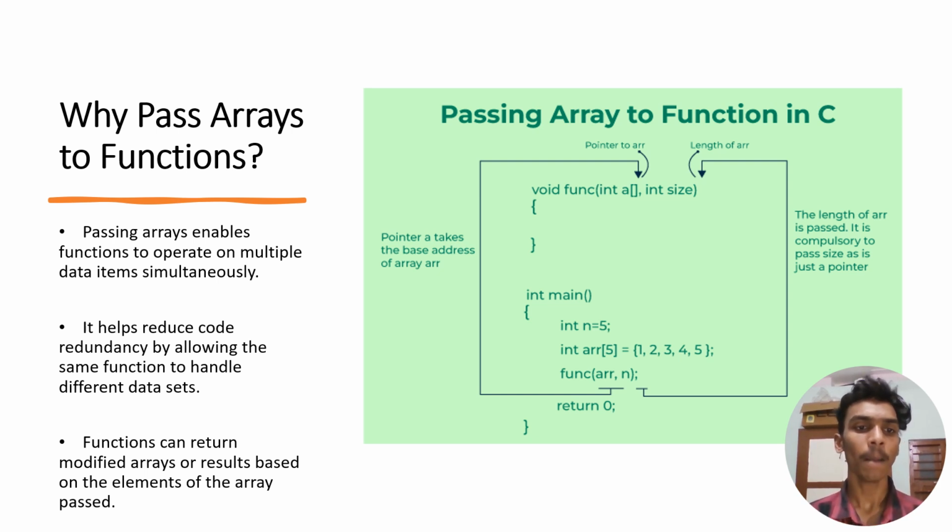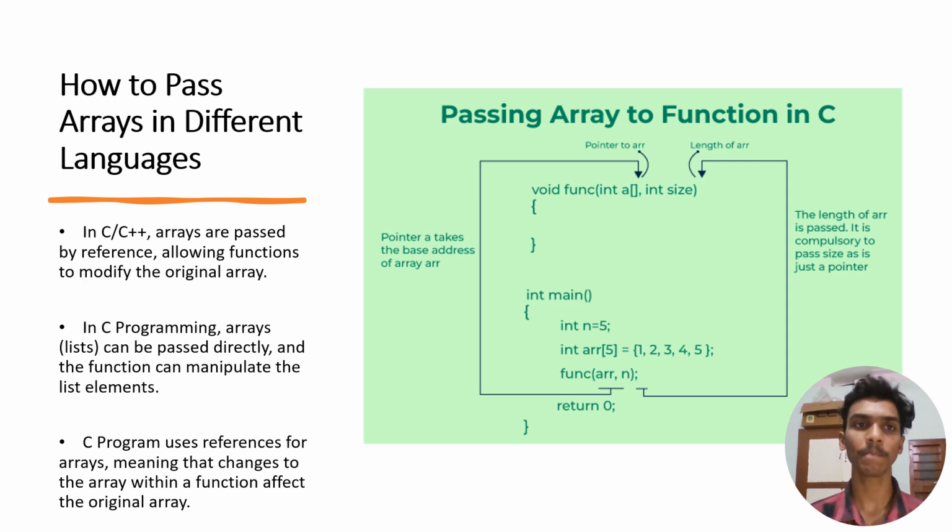Functions can return modified arrays as a result based on the elements of the array passed. In a function, we can only return one value, and we can't return multiple values at one time. For using repetitive functions or any function, we can only access and return one value from a function.